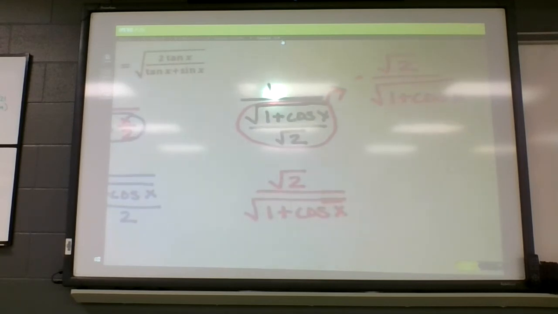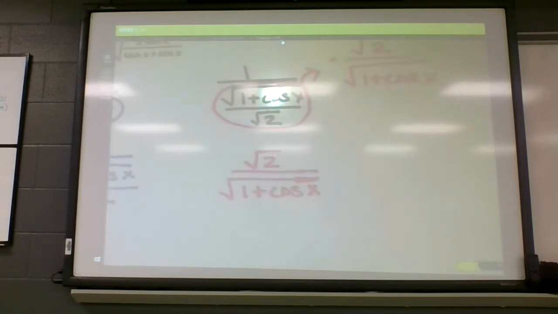I feel like we made progress with that. Yeah, a little. That's nice. Instead of having a fraction in a fraction, it's now just one fraction. All right. So next step, what do you think? Where should we go from here?